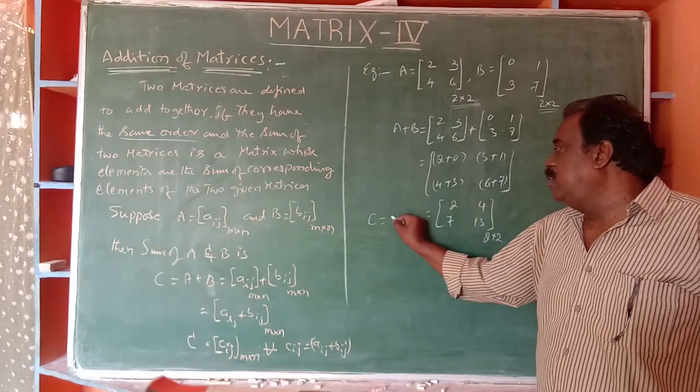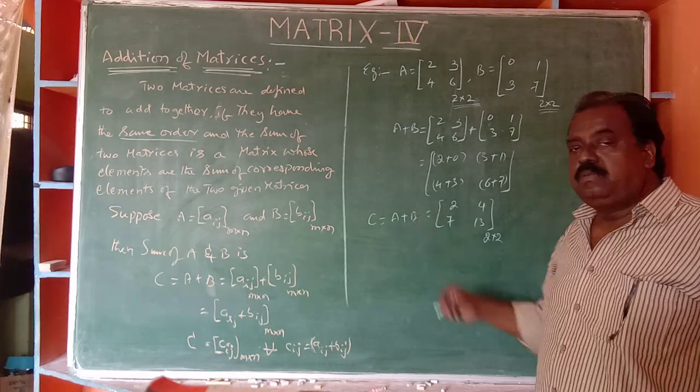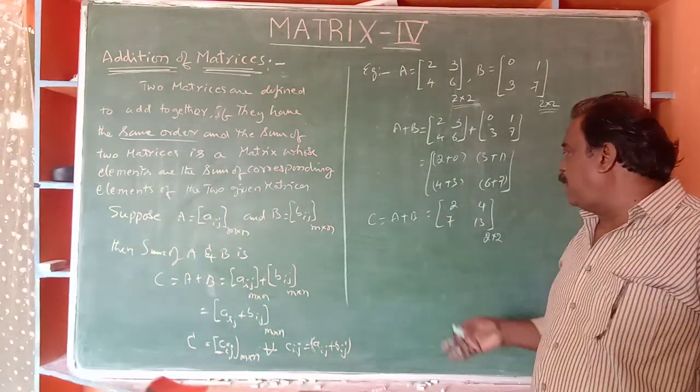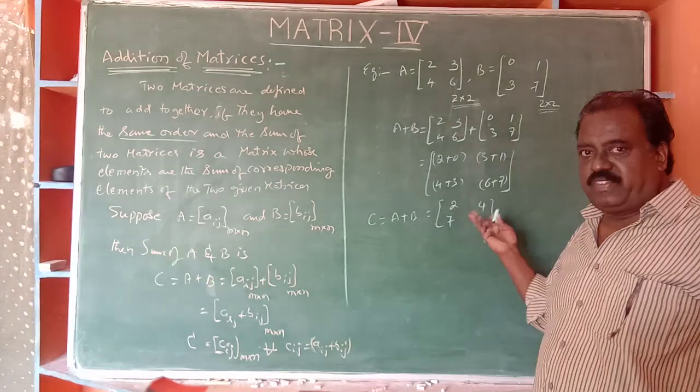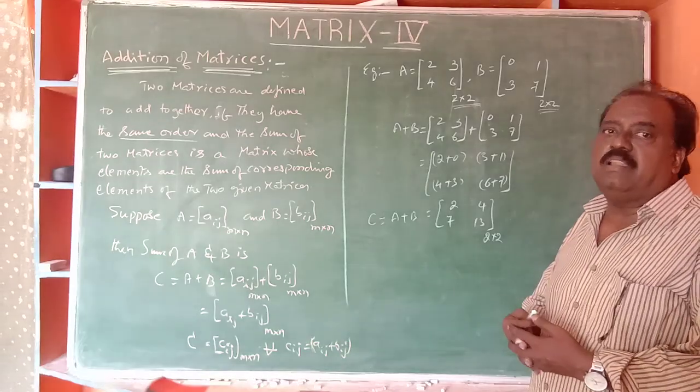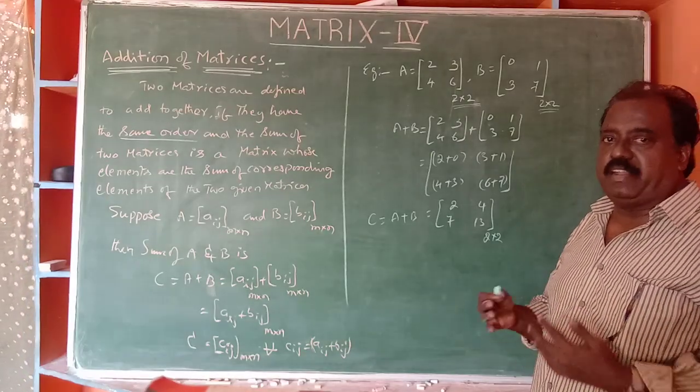It is a new one. Say it is C. C is A plus B, the summation of two matrices, the addition of two matrices. That is a new matrix. That matrix can be obtained by adding the corresponding elements of the two given matrices.